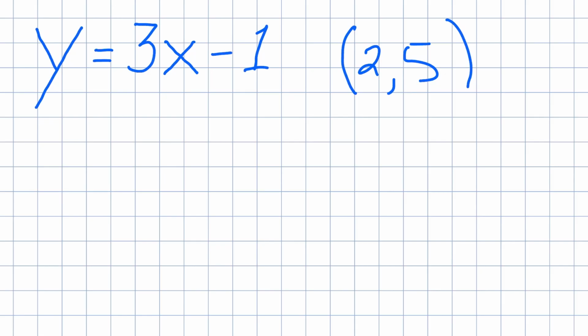Now check this out. If I did 2 comma 5, if I plug in 2 comma 5, I'm going to see that 5 equals 3 times 2 minus 1.